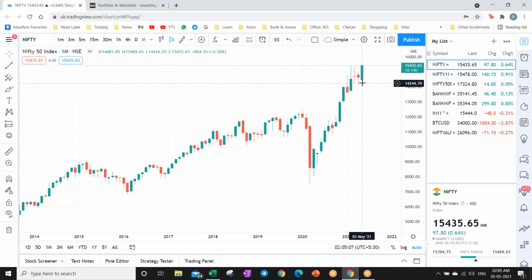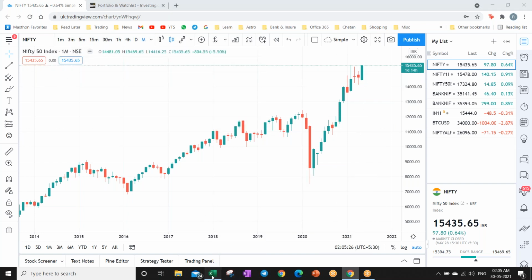And this low is around 14,244. This is a range which is very important. The 15,500, 14,200 level is very important. If it breaks 14,200, then there is a problem for Nifty actually. So any big news that comes and pulls out the Nifty or not, we don't know. We have to just follow the trend.